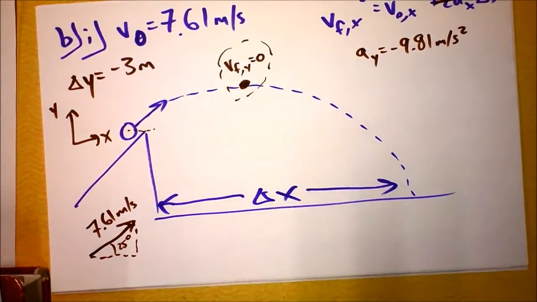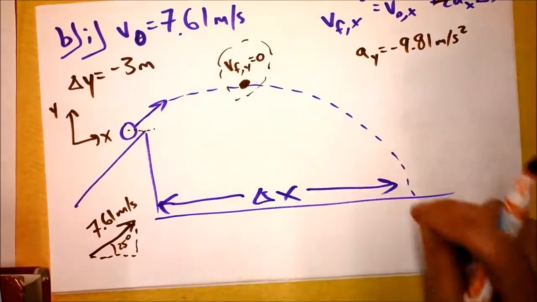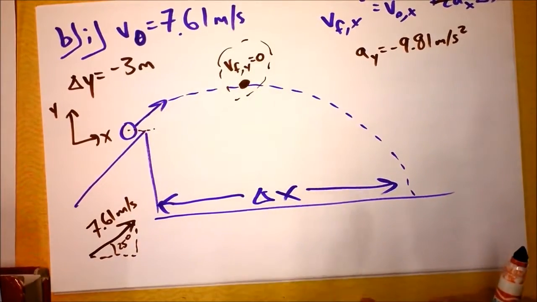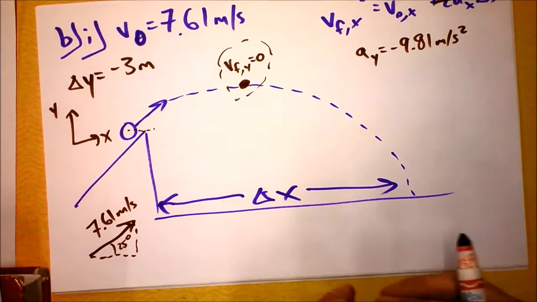What are we doing? We're finding time. How long does it take to get to a final velocity in y of 0? I meant like the whole thing. How are you going to do that? I just have it. Okay. I don't know how I derived it.